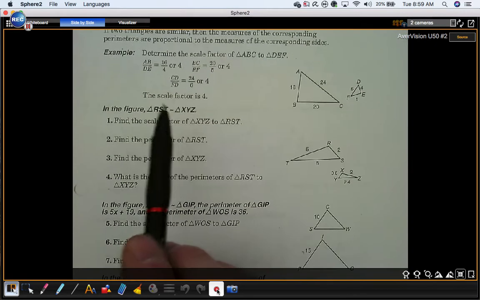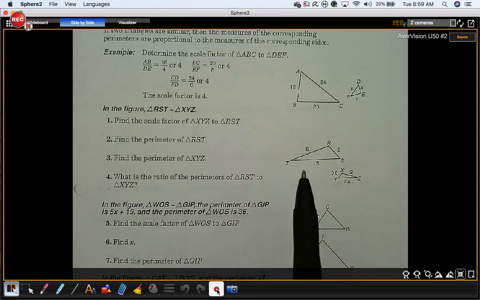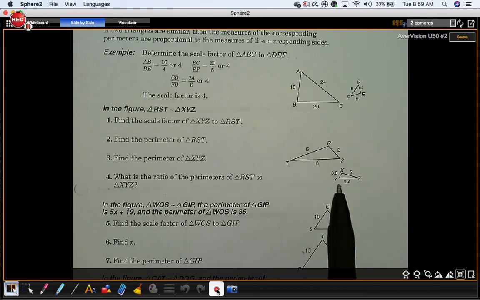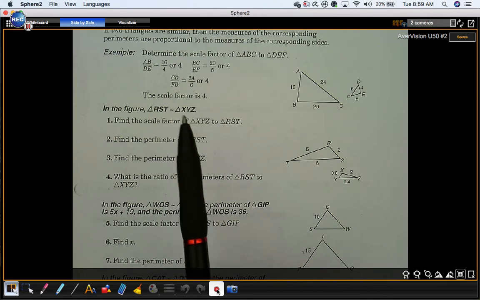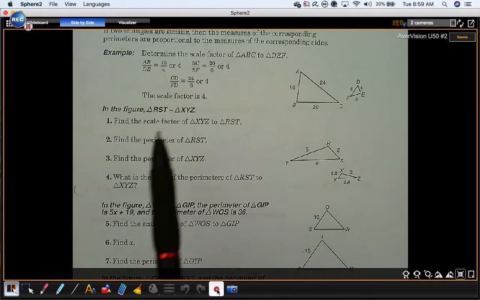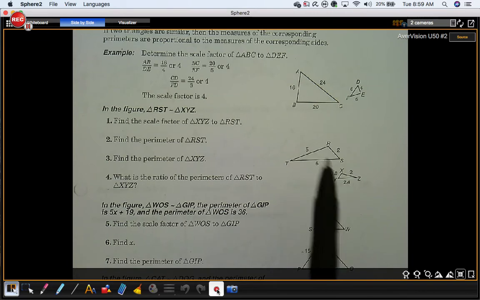So in this first section, they're telling you that triangle RST, that's this one, is similar to triangle XYZ, that's this one. And I like how they have this triangle turn, so you can't just say left side goes with left side. You got to check the statement, and that's really the way it should be a lot of the times. What's the scale factor? Well, if these are similar, then the two smallest sides must go together.